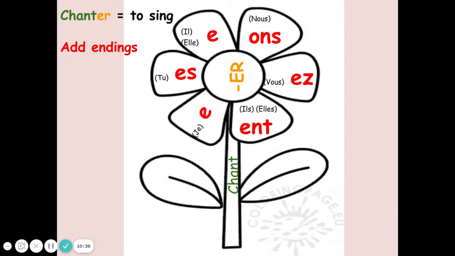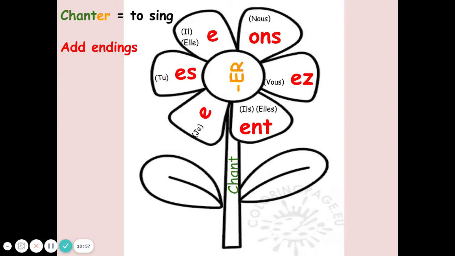The je form uses an E. The tu form uses an ES. The il and elle use an E. Nous uses an ONS. Vous uses an EZ. And ils and elles use an ENT. All of them are silent, except for the nous and vous form. So they all sound the same. They just look different in writing.